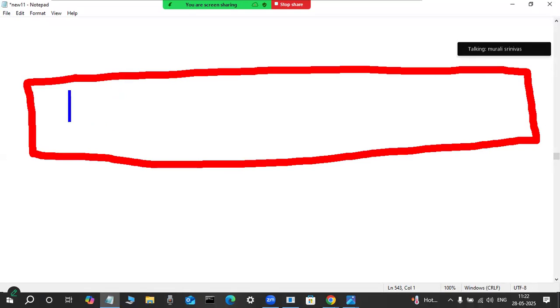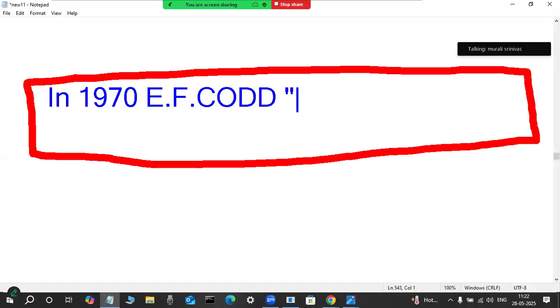Suppose here, from 1970 onwards, E.F. Codd is the father of the relational data model. He wrote a paper. Paper means not a simple paper, a big article. He wrote a paper on the relational model. Just a rough idea, 1 minute only. Don't read this one. He wrote a paper.